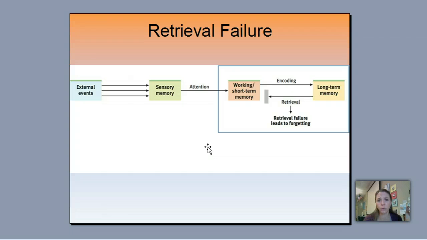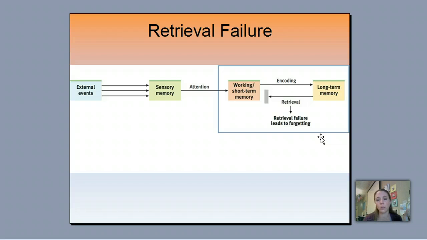Now let's talk about retrieval failure. I talked about the encoding failure earlier. Assuming that you encoded it properly, what are some things that could go wrong with failure to bring it back out? So it's in your long-term memory somehow, I just need to get it out. This is a retrieval failure versus an encoding failure.